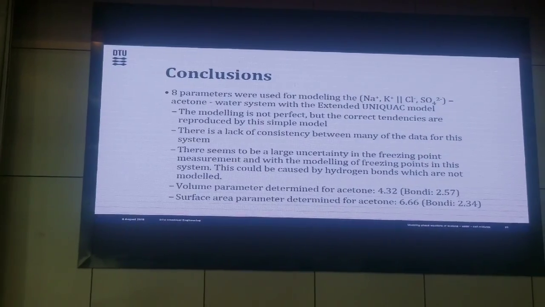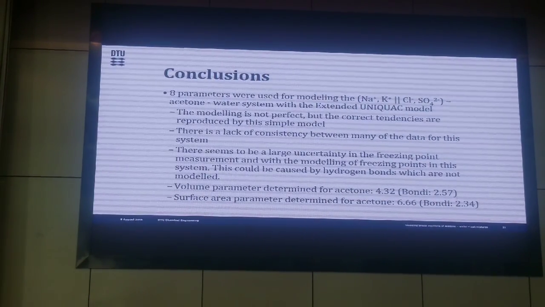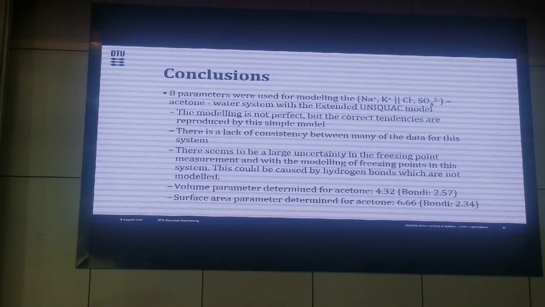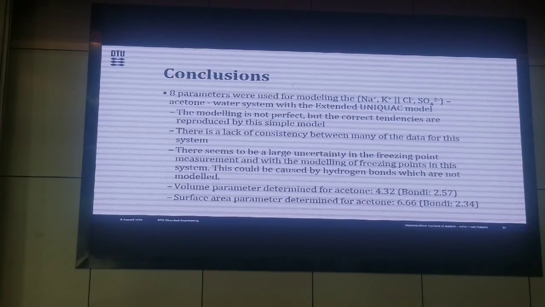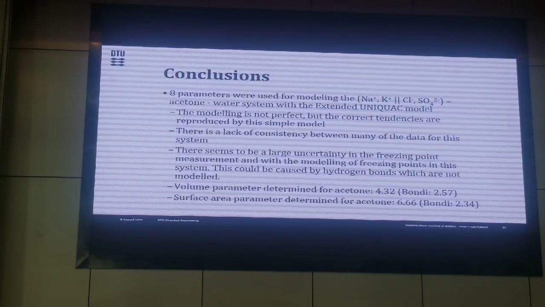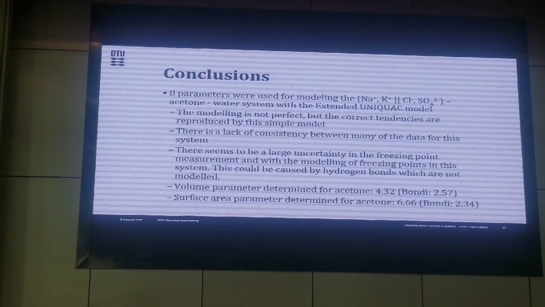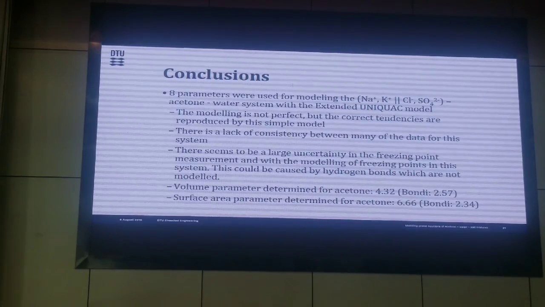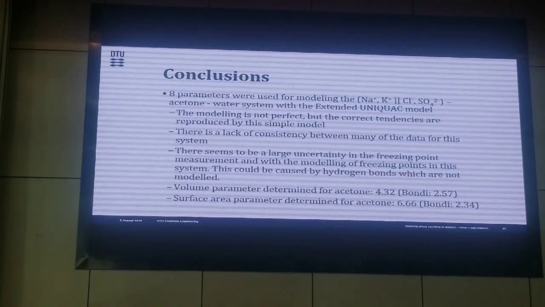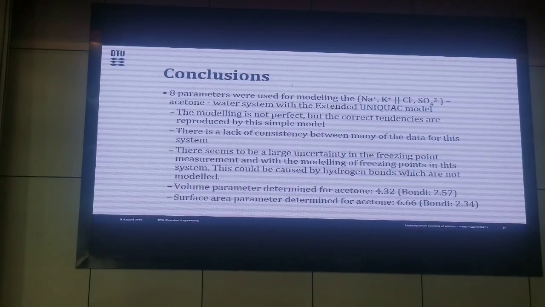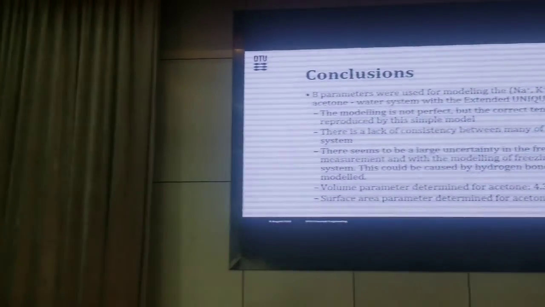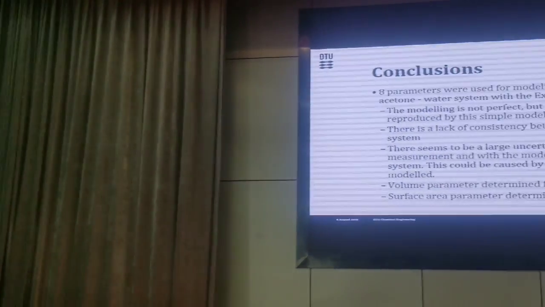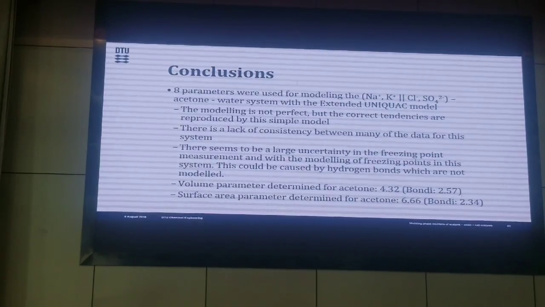And so in conclusion, we have modeled the system using these 8 parameters. So it's a very simple model, only requiring 8 parameters. We did not make a perfect model, but we get the correct tendencies in the system. And for this system, there are many conflicts in the data. So you need to be very much aware of what data you're using, because many data conflict with each other, and the problem with the freezing point measurements is another point that makes it difficult to model. So that was my last word. Thank you very much.